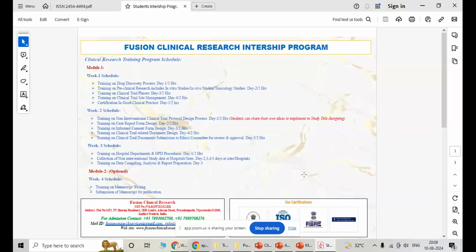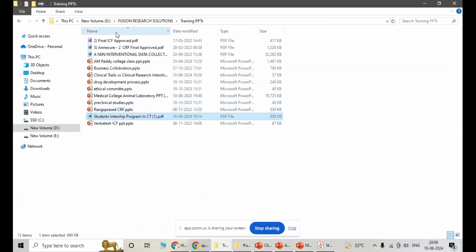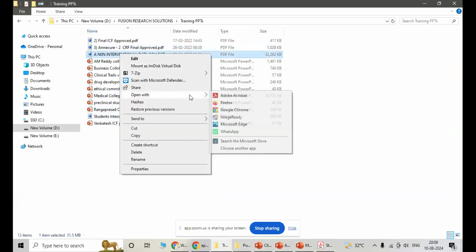For the entire data, we will train you people to write the manuscript, and we will submit the manuscript to any one of the publications. So you will get the publication. So I will show you how the non-interventional data collection will be done.